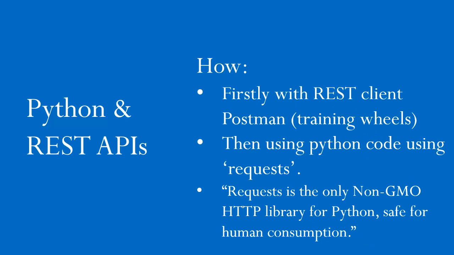Okay, how are we going to get this data off of the switch? Firstly, we're going to be using a REST client called Postman, which is essentially like training wheels. It's a great environment to use to send data to a REST API. Then when we're confident of what we're doing with that, we're going to be using Python code, which takes advantage of the requests library. And to quote the requests website, there's this rather tongue-in-cheek description: Requests is the only non-GMO HTTP library for Python, safe for human consumption.